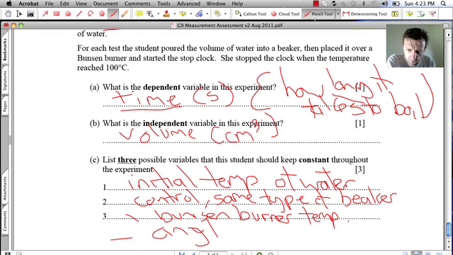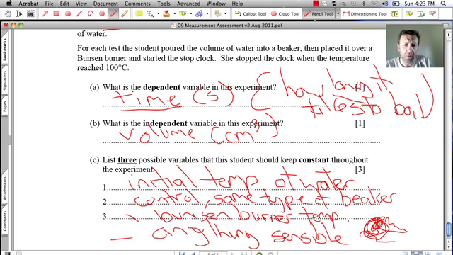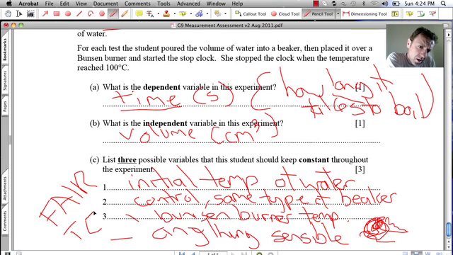My handwriting's atrocious. Anything sensible. Any 3 sensible things will get you marks here. Right, you don't start talking about how you're going to measure the time. You don't start talking about how you're going to change the volume. That's not the control variable, that's how you're changing, that's your independent, and how you're measuring, that's your dependent. Okay, it's all the other things that you need to keep constant to make it a fair test.